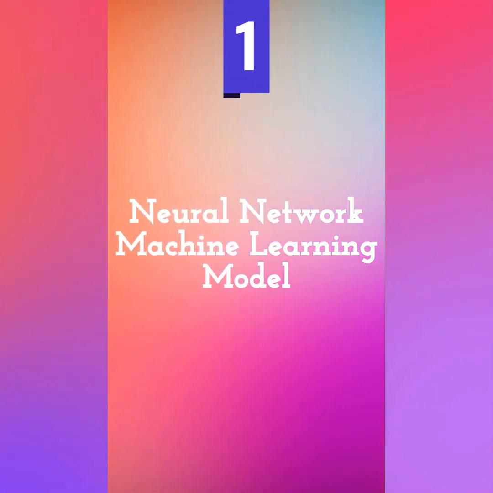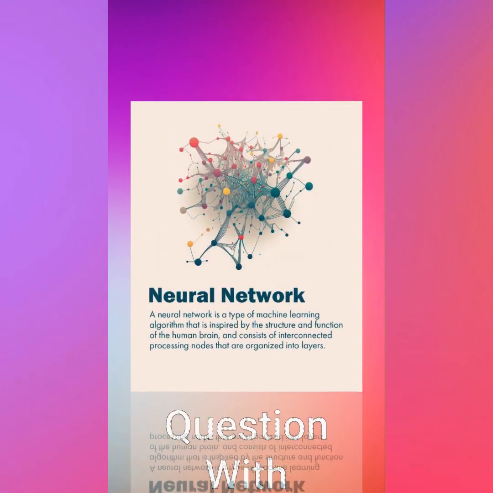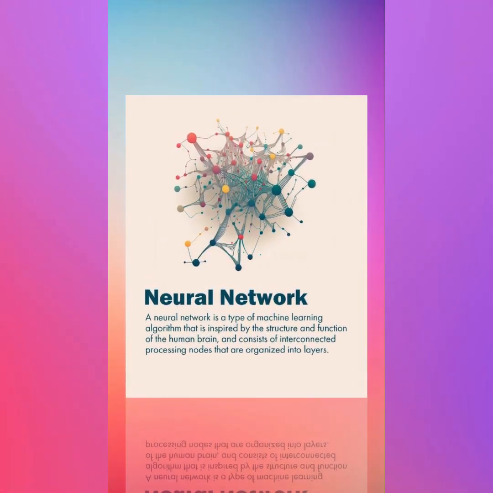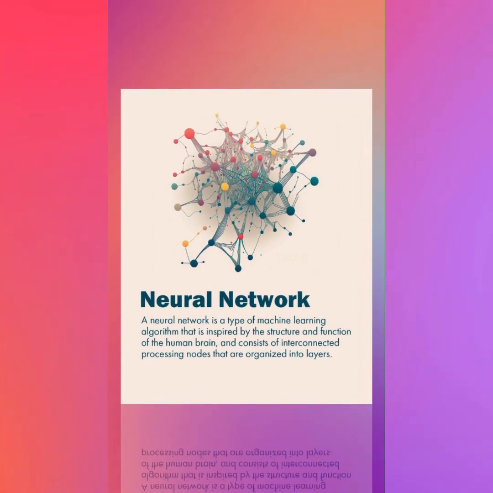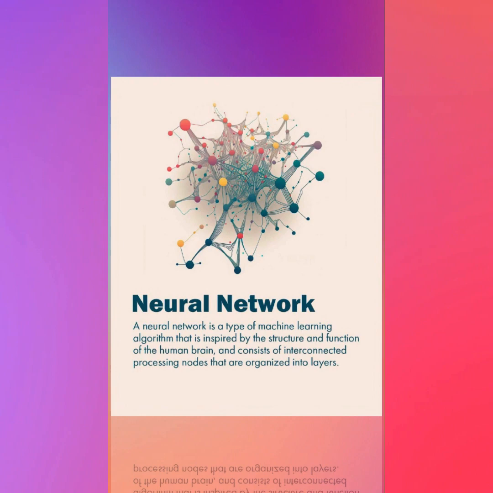What is the neural network machine learning model? A neural network is a type of machine learning algorithm that is inspired by the structure and function of the human brain, and consists of interconnected processing nodes that are organized into layers.